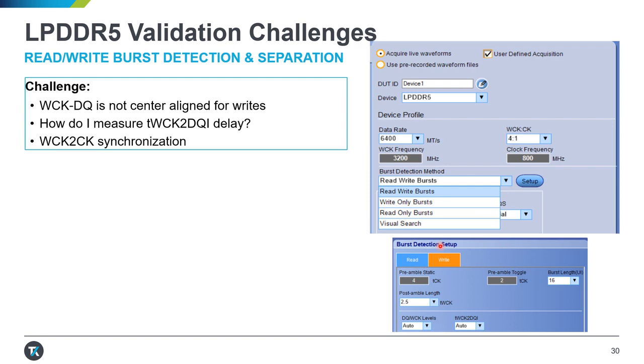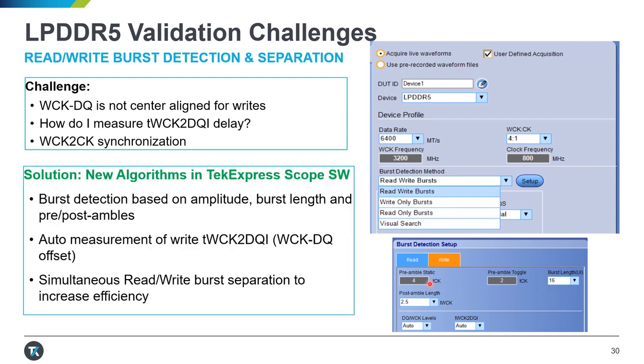Burst reduction is based on a bunch of factors to improve accuracy and make it more robust. It takes into account amplitude, preamble, postamble, and burst length. In fact, the app itself has a lot of customizable features and it's very fast. It will cut down your test time in half. We have a small demo planned at the end of this webinar, so you can see it live in action.